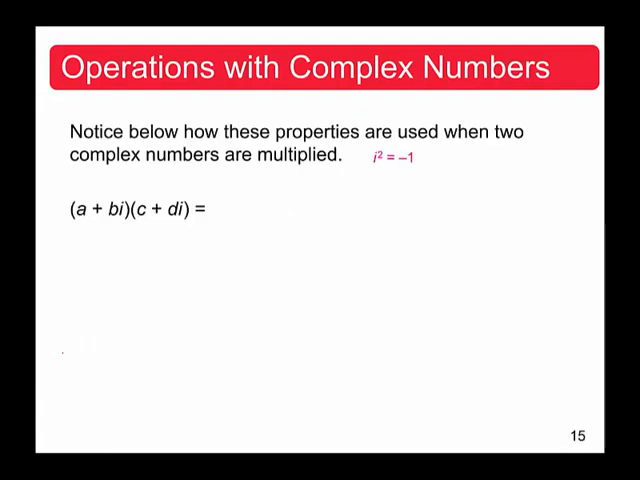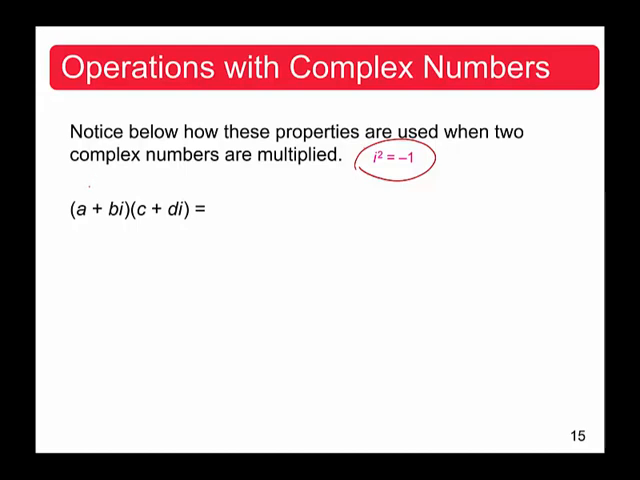Let's just look at this. Notice below we have a plus bi times c plus di. So now we deal with the multiplication of complex numbers, right? This is multiplying two complex numbers. So keeping that in mind, i squared equals -1, right? You'll see why we need this all the time in a bit.